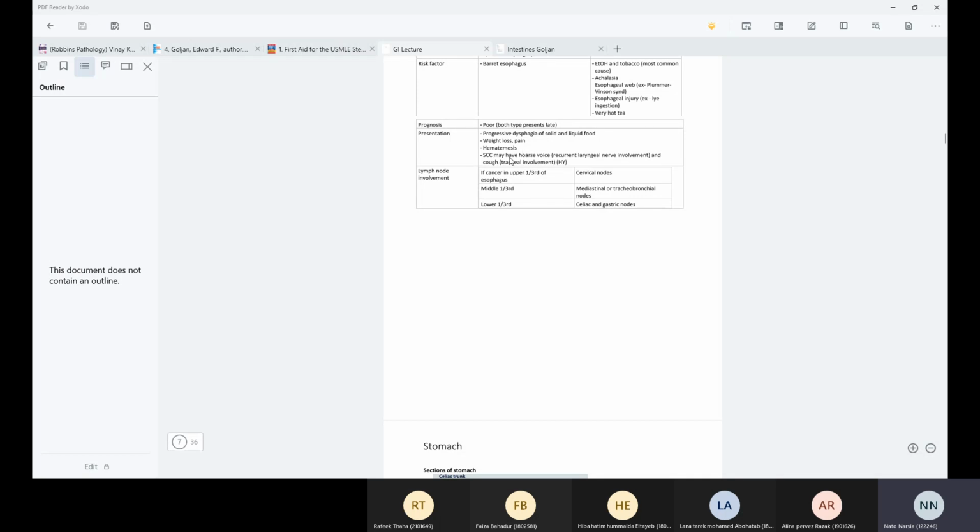And squamous cell carcinoma may have hoarse voice. Why do you have hoarse voice? Voice change in case of squamous cell carcinoma. It is usually an upper part tumor. In the upper part of the esophagus, if you have a tumor, the patient has a voice change, hoarse voice, because you have involvement of a nerve, recurrent laryngeal nerve involvement. That is actually the most important clinical feature of squamous cell carcinoma.